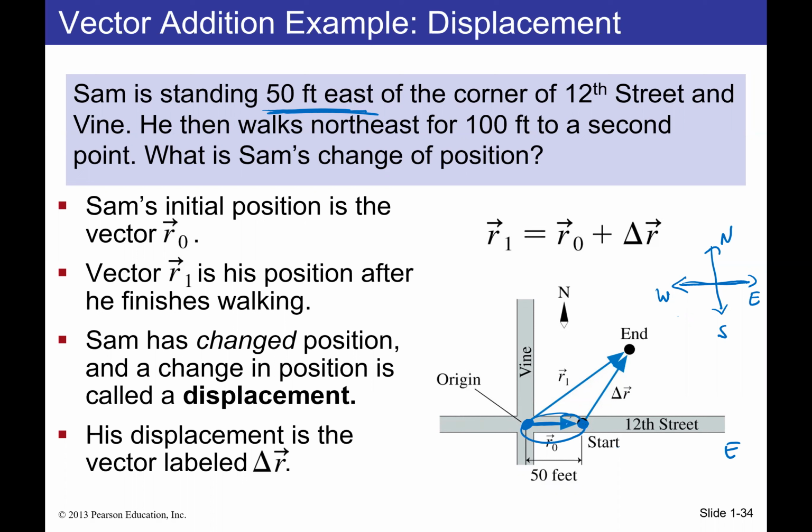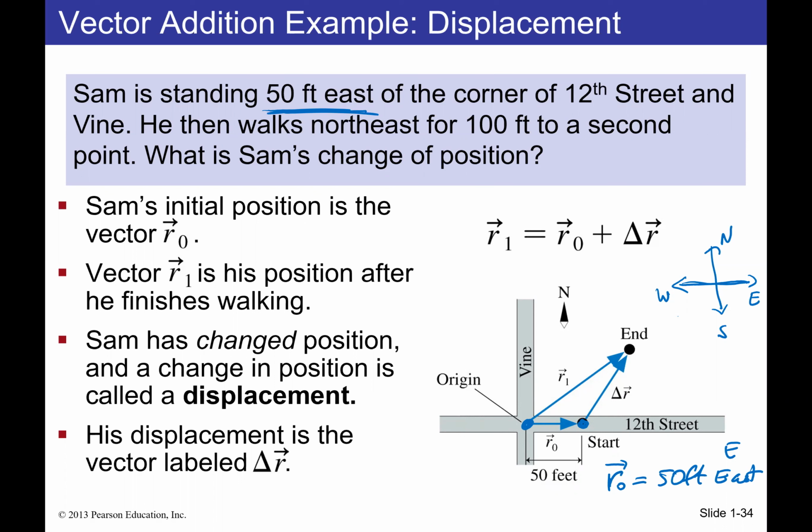In this particular case, for your starting point, we don't take that as a reference, but we find its position relative to the origin. That's why we can say R naught, as a position vector, equals 50 feet, and we can put east as the direction. Because if I say 50 feet east, you know in which direction that vector is pointing, right?